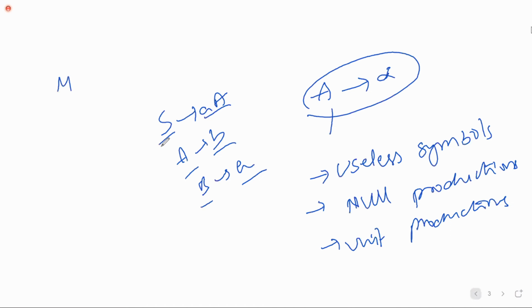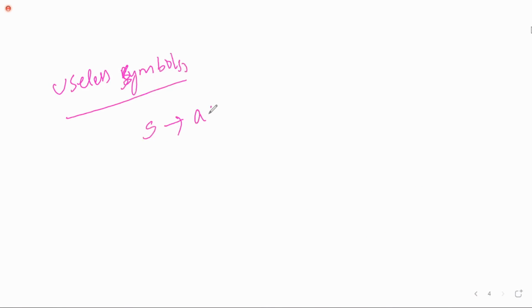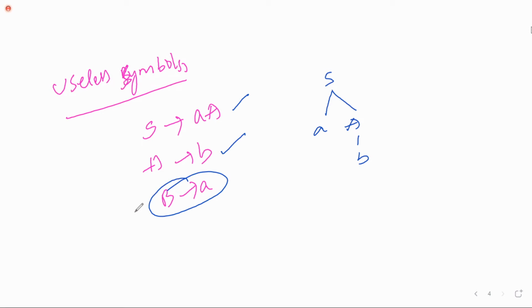What does it mean? Useless symbols. Assume the given grammar is S tends to AA, A tends to B and B tends to A. If you have any useless symbols in the grammar, we have to remove them. How to identify the useless symbols? For example, start with the starting symbol, that is S, and draw the parse tree, which is AA. From A, I can derive B. So I have used this production. What about this one? I did not use this production, right?